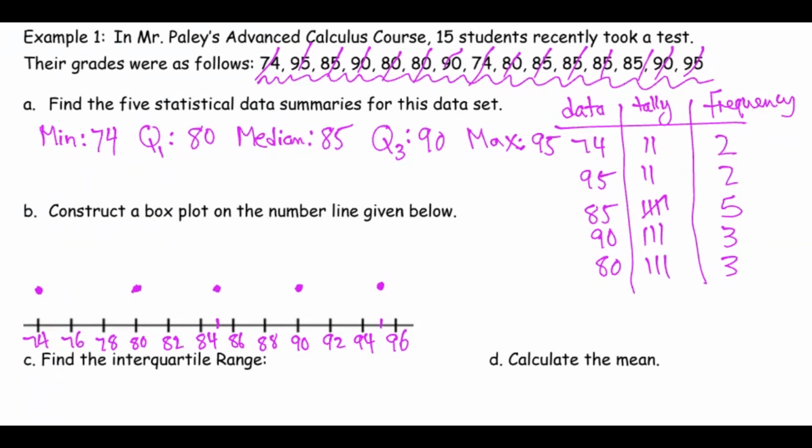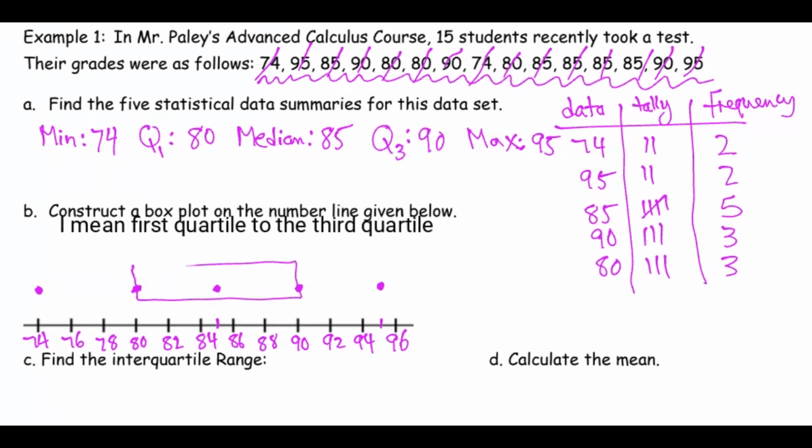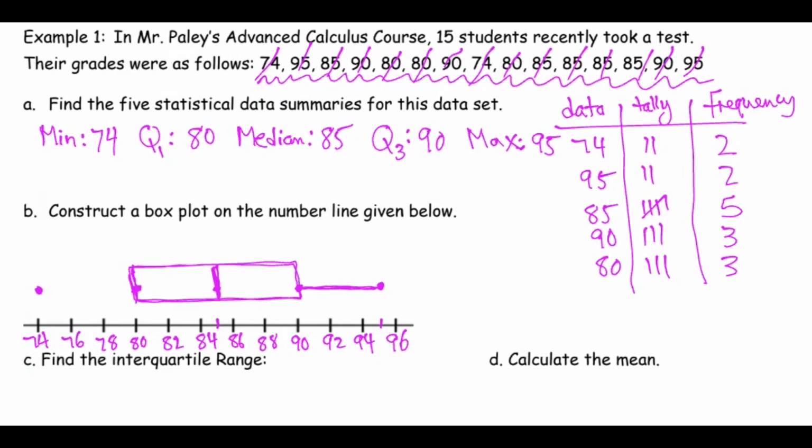The box goes from the first quartile to the third quartile, with the second quartile here in the middle. So this is my box. And now I need to do the whiskers. The whiskers go from the third quartile to the maximum and from the first quartile to the minimum. And this is my box plot.